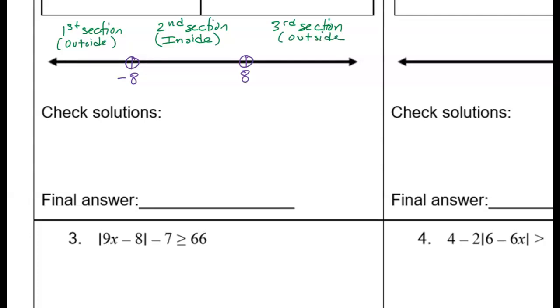We need to pick a random number outside of our 2 values and check that value. And then we also need to pick a random number inside of our values, our boundary points they're called. 8 and -8 are our boundary points. Inside of our boundary points and check that value. So I'm going to come over here and choose to check -10. See how that's outside of our -8 and 8 boundary points.